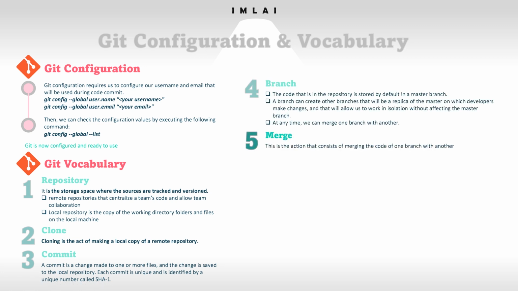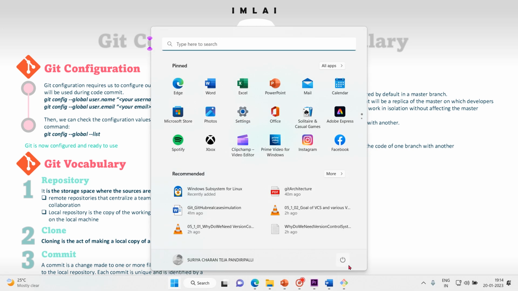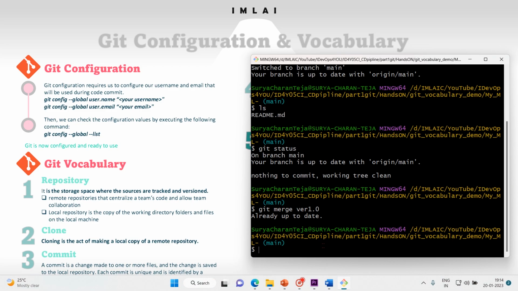Then we have branch merge. Git merge combines the specified branch history into the current branch. This is usually done in all pull requests, but it is an important Git operation. Merge is the action that consists of merging the code of one branch with another branch. So let's do it, we will do git checkout.